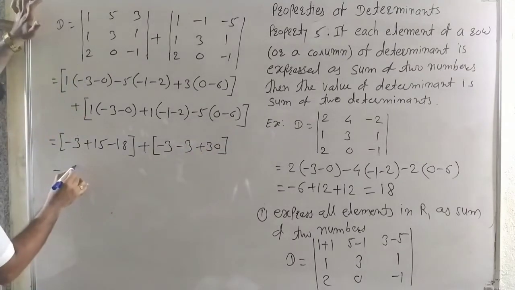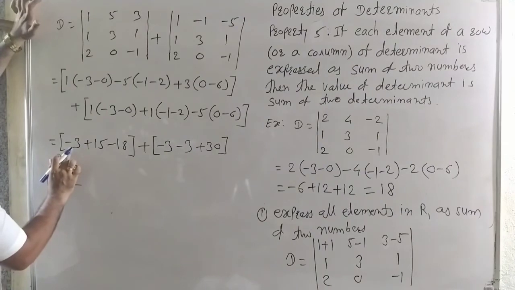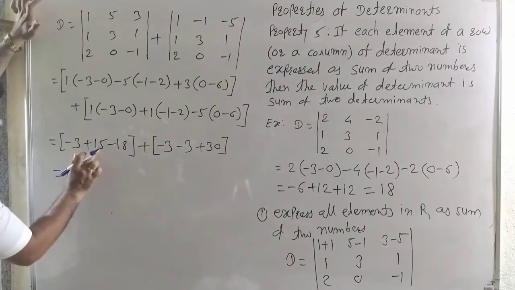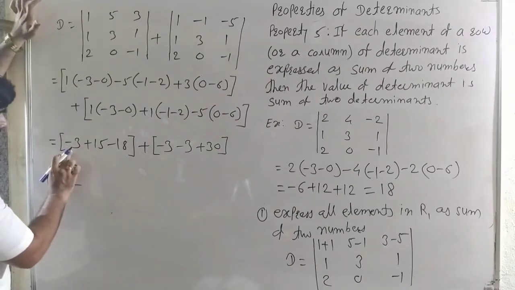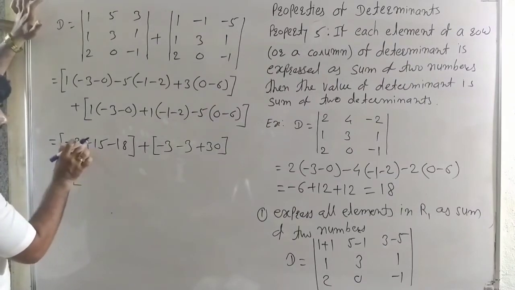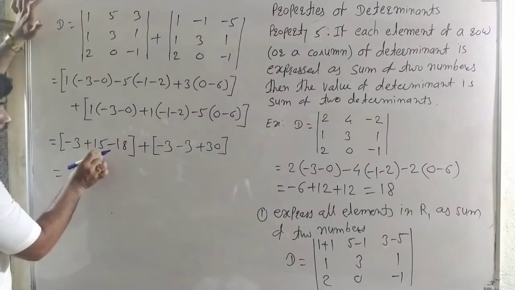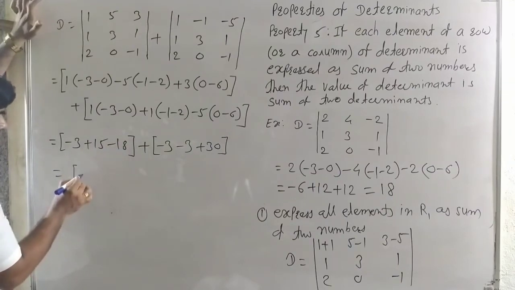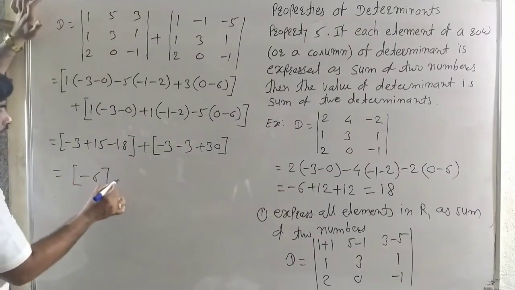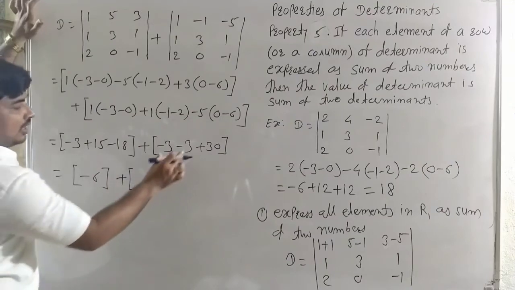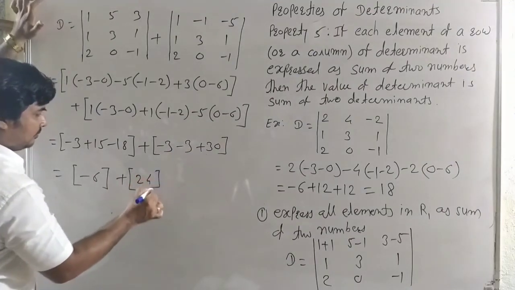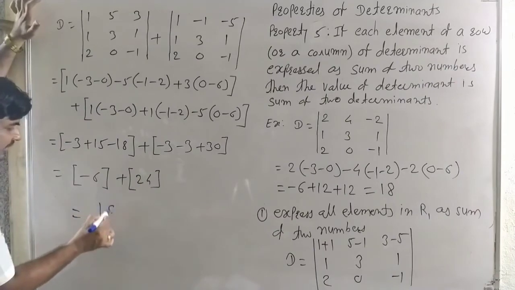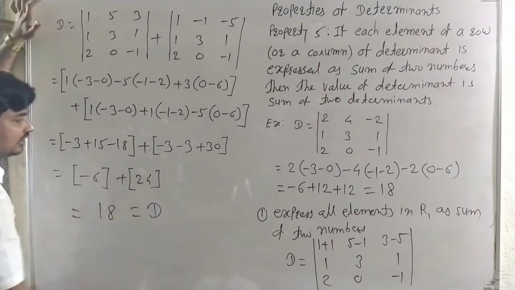And then calculate. Here minus 3 plus 15, it is minus 12. See carefully, minus 3 minus plus 15, it is plus 12, and plus 12 minus 18, it is minus 6. It is the value of the first determinant. And here minus 3 minus 6 plus 24, and it is 18, and it is the original determinant.